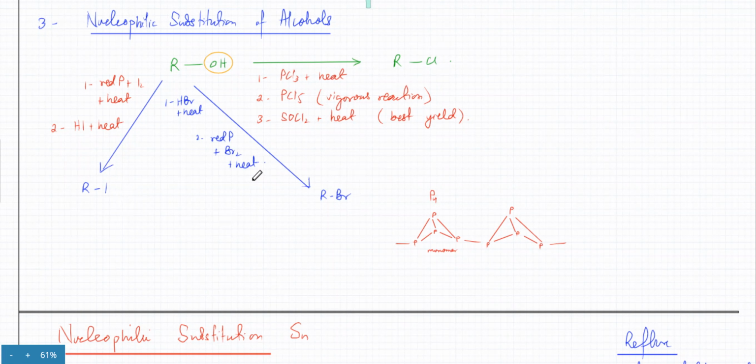And there were multiple conditions for the reactions. You could use PCl3 plus Cl, you'll get a Cl instead of the OH. Red phosphorus plus bromine, that would give you a Br instead of the OH, and you had iodine.